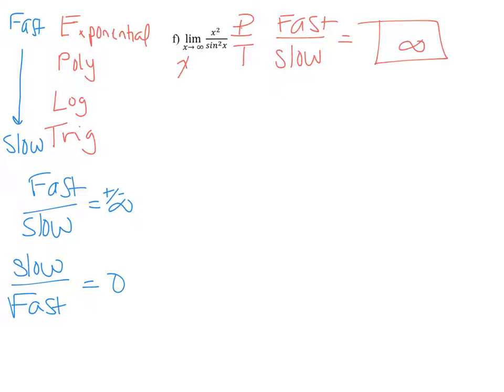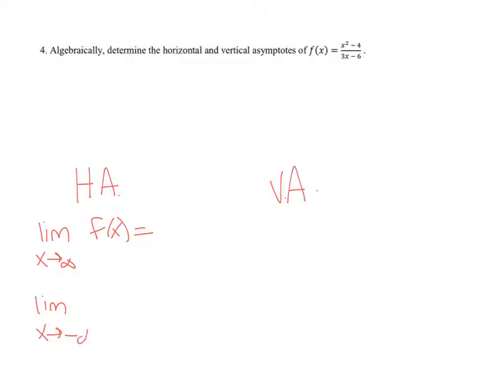Next question says, algebraically determine the horizontal asymptotes and the vertical asymptotes. Now, to solve for horizontal asymptotes, you're going to have to find the limit as x approaches infinity of f of x. Find out what that is. And also find the limit as x approaches negative infinity of f of x, because there could be two different horizontal asymptotes, depending on which direction you are going in, infinity and negative infinity direction.